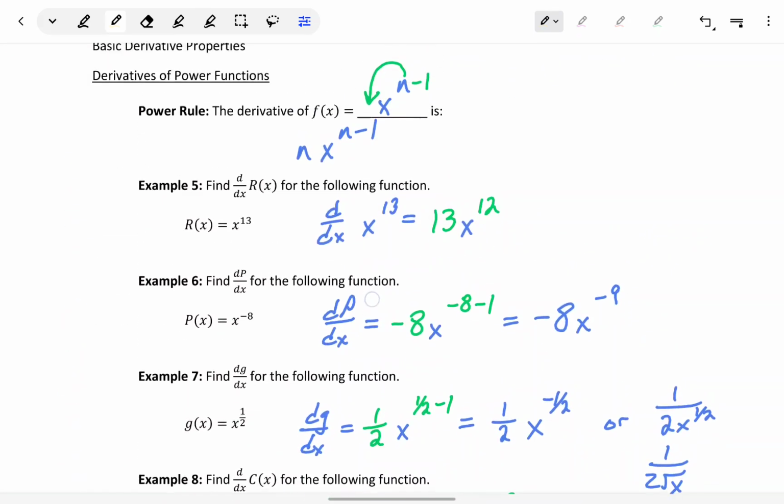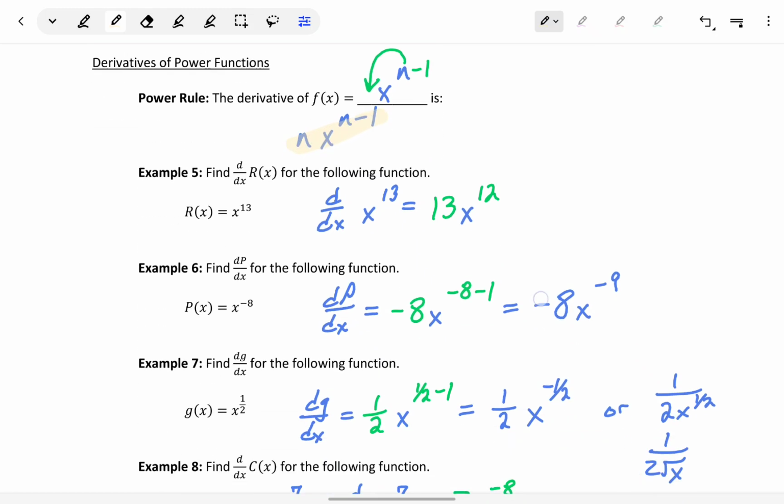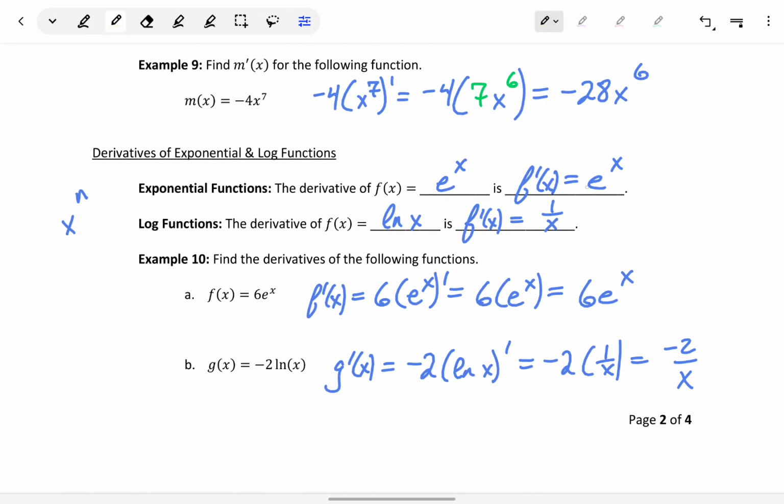Learning these 3 different properties is going to be very critical to a lot of the problems that we tackle throughout this course. So getting the power rule committed to memory, getting the derivative rule for exponential functions committed to memory, and the derivative property for log functions committed to memory. We'll be calling upon those ideas throughout most of this entire course.